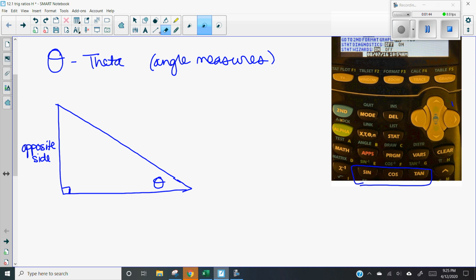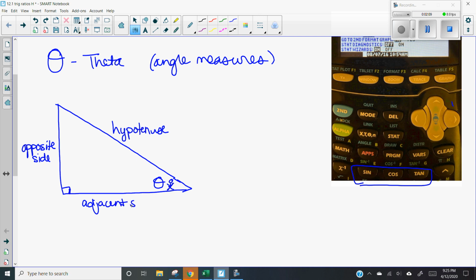Now, imagine that you're standing in this angle here. We have a little stick figure, we're standing in this angle. There are actually two sides next to you. There's this side here and this side here. But the one that's across from the right angle, we always call the hypotenuse. In every single scenario, that's the hypotenuse. So then by process of elimination, this is our adjacent side.